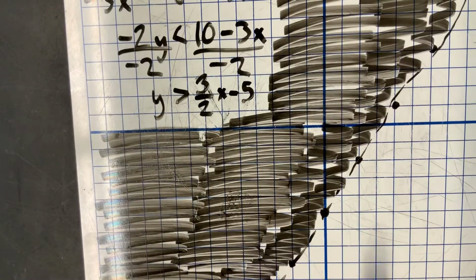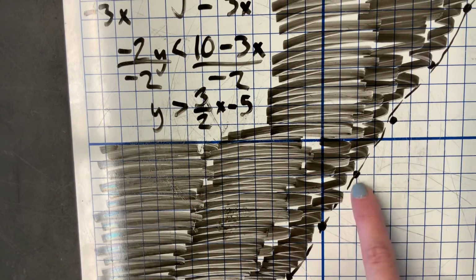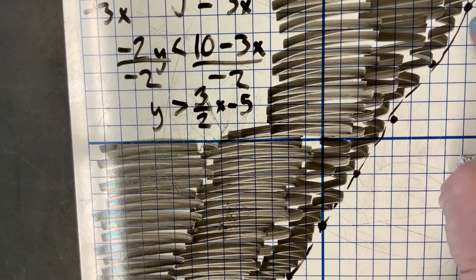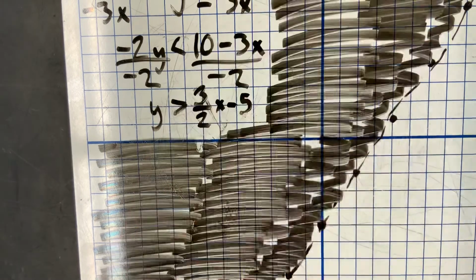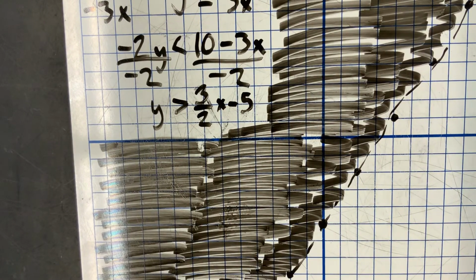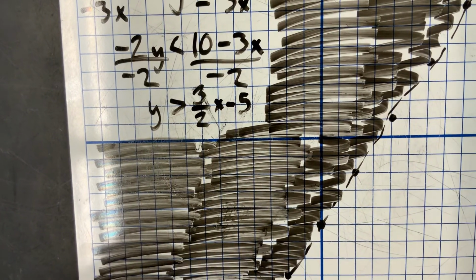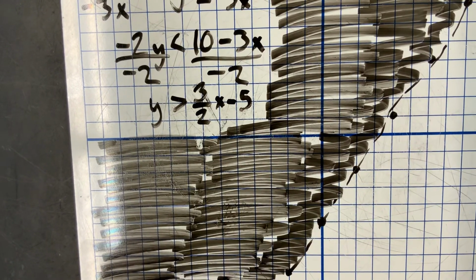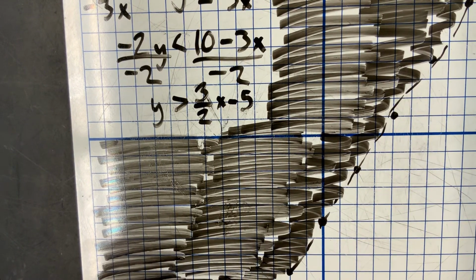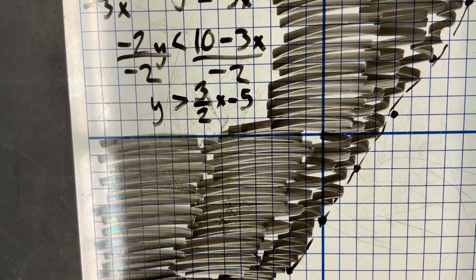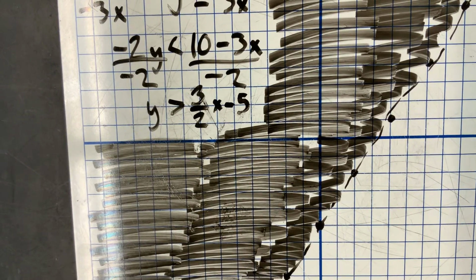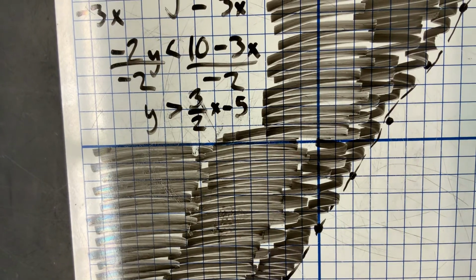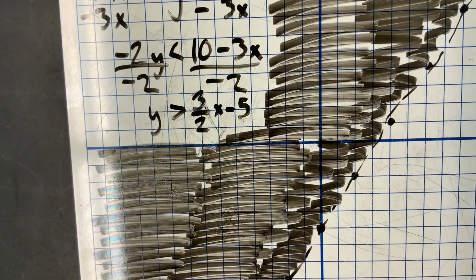So he started down at negative 5 on his graph, went up 3, right 2, up 3, right 2. It is a dashed line, and shading above. Good job on that. Main thing there, make sure you know when the inequality symbol flips when you divide. You guys should be experts now on going from standard form to slope-intercept form. That's just the extra little step I wanted to practice.